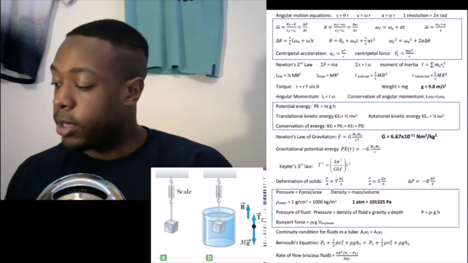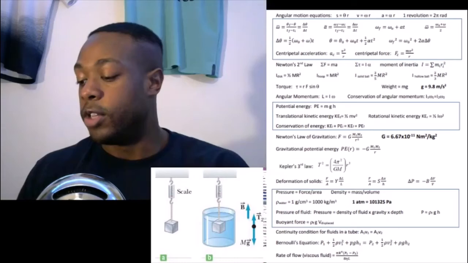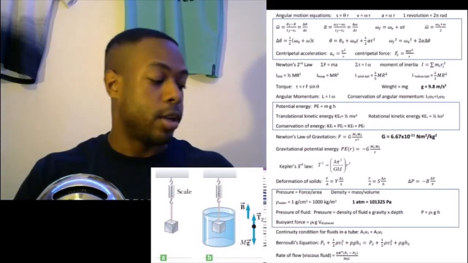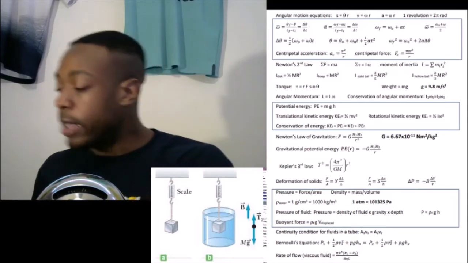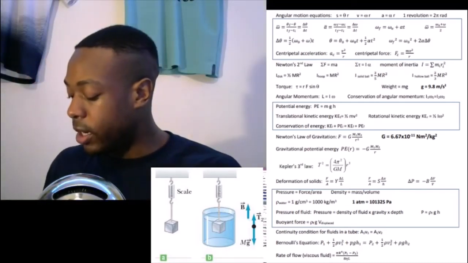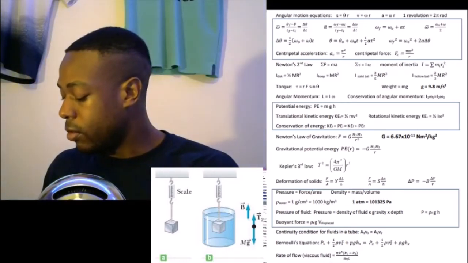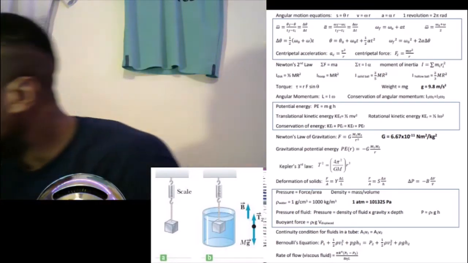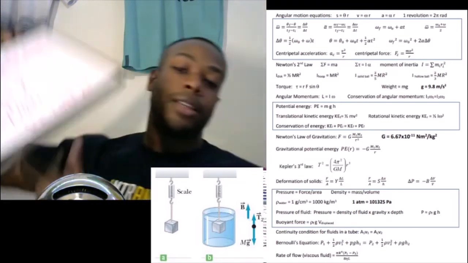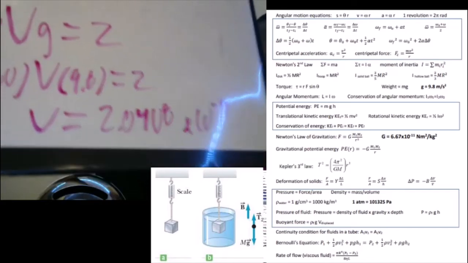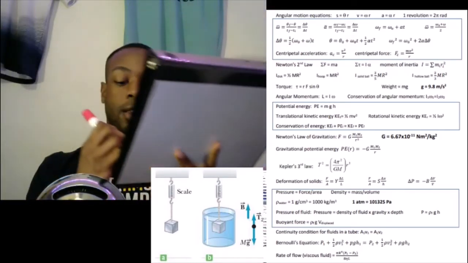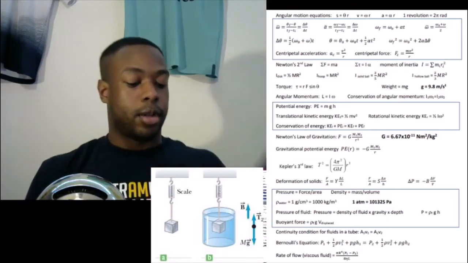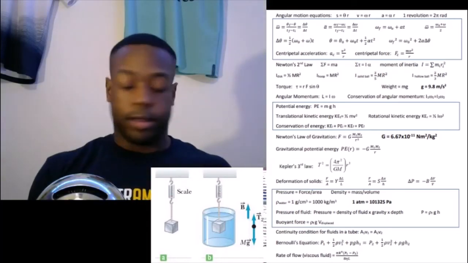And I'm getting 2.0408 for our volume. So 2.0408 times 10 to the negative 4th. 0.40 times 10 to the negative 4th. And that would be cubic meters. We've got that. Let's erase a little bit.